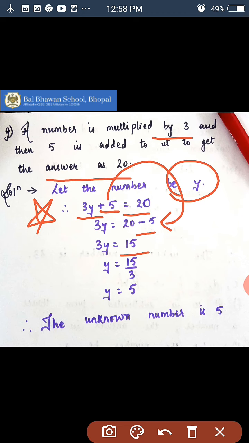Now children, this 3y means 3 into y. So, when this 3 is transferred to the right hand side, it will go in division. So, you will get y is equal to 15 divided by 3. And we all know that 15 divided by 3 is 5. So, the unknown number is 5.